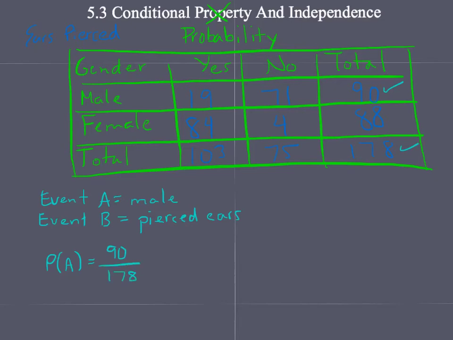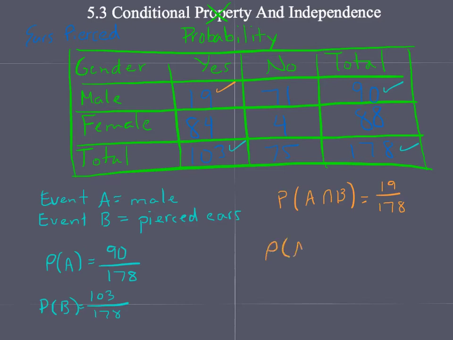And let's do the probability of B, which will be the probability of ears pierced. So I'll go up to the total number of people that got their ears pierced, which is 103, over the grand total of 178. That's the probability of having your ears pierced. Switch up the colors. Let's find the probability of A and B, which will be the probability of being male and having pierced ears. So the males that have pierced ears are 19 out of our grand total of 178.